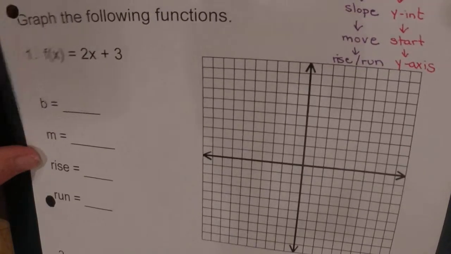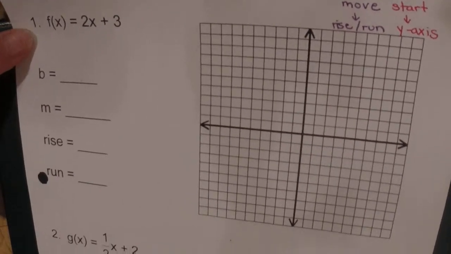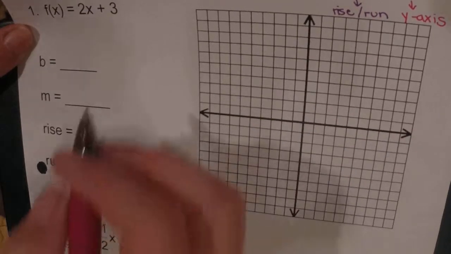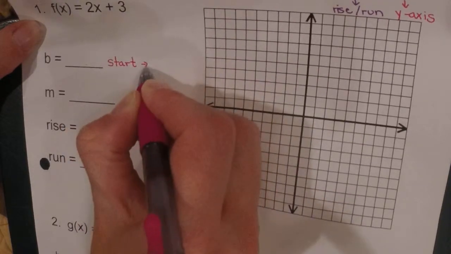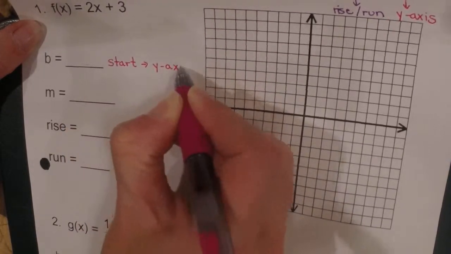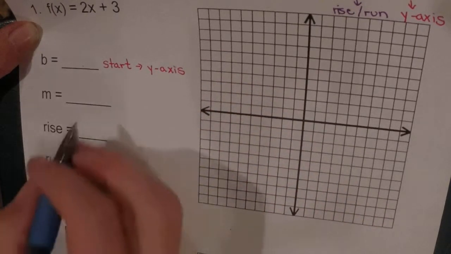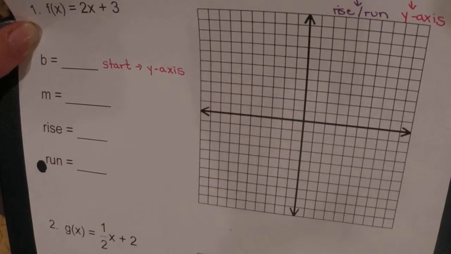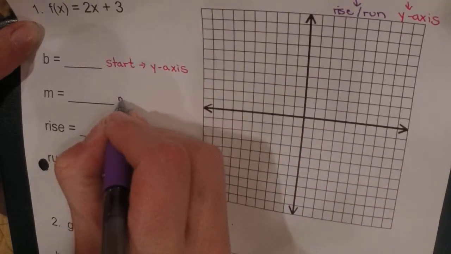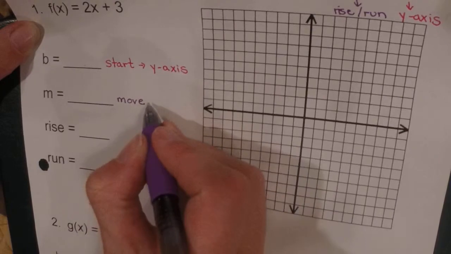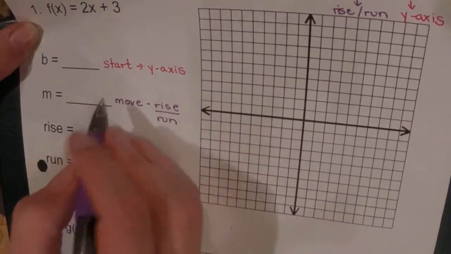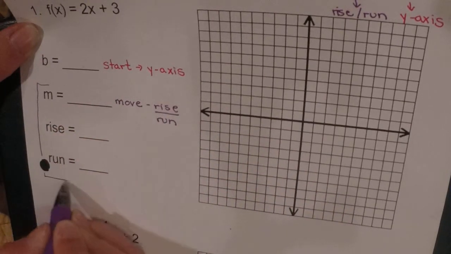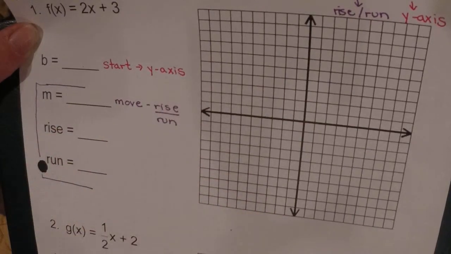Let's see if I can get this to lay flat for us. So as we start, let's go ahead and label the parts. We already said that b, this is where we start, and this is always going to be on the y-axis. The m, this is going to tell us where to move, and it's going to be based on our rise over run. So all three of these pieces are going to work together for the same information.